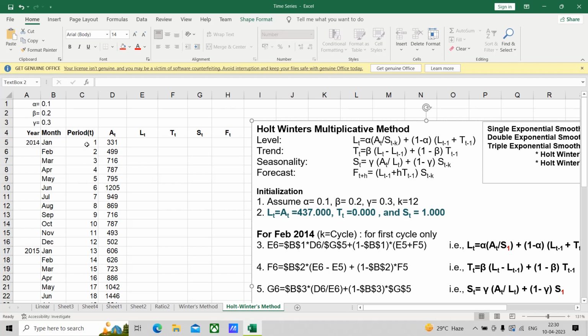So for the first row, t is 1 and k is 12. If we find the value of t minus k, that is 1 minus 12, it is negative 11. But that data is not available, there is no 11 previous value, so we will initialize this first row by some value. The level value or base value for this column is taken as the demand of that month.